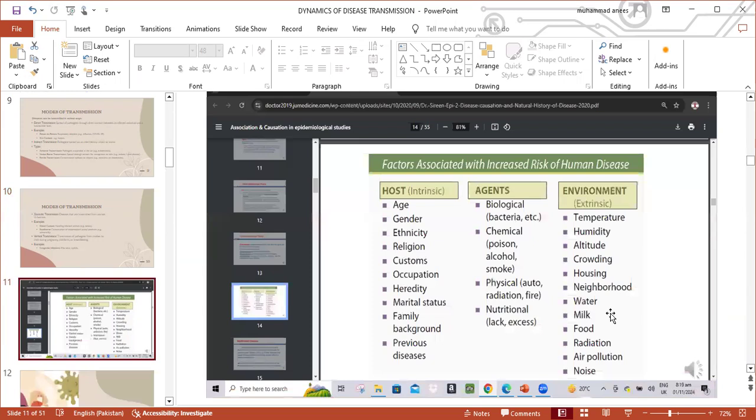So these are the factors that are associated with an increased risk of human disease. These are host factors, also known as intrinsic factors, agents, and environmental factors. Host factors are age, gender, ethnicity, religion, customs, occupation, hereditary, marital status, family background, previous disease. Agents: bacteria, chemical poisons, alcohol, smoke, physical factors, auto-radiation, fire, nutrition, lack or excess. Environmental factors, or extrinsic factors, include temperature, humidity, altitude, crowding, housing, neighborhood, water, milk, food, radiation, air pollution, and noise.